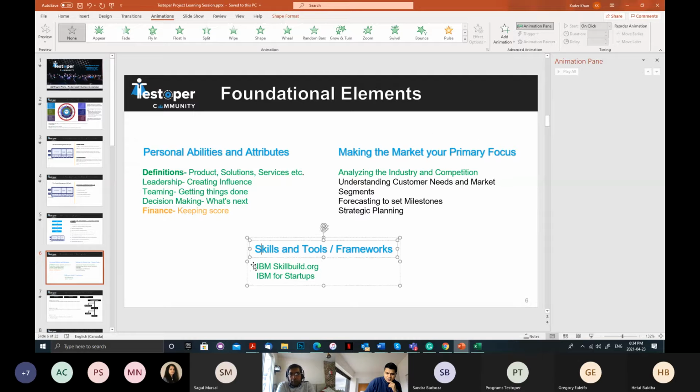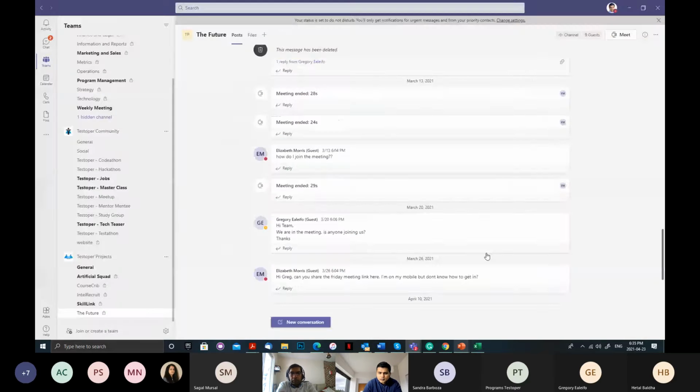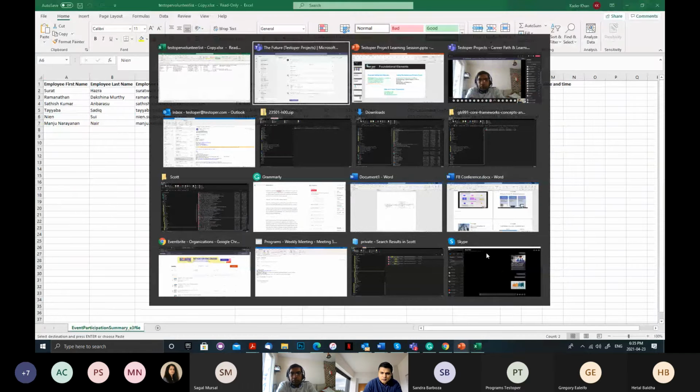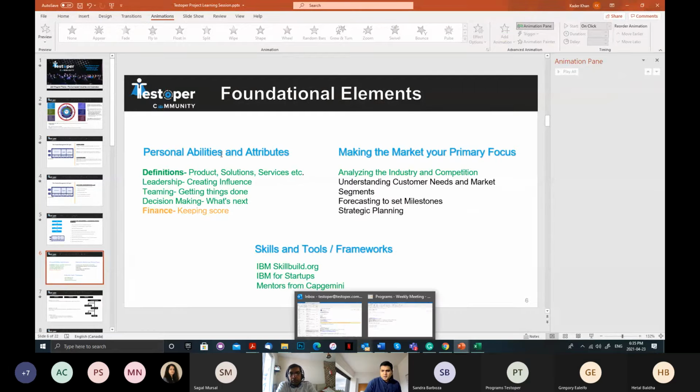Then the skills, tools and frameworks, which we have already provided to them. And then mentors, which should say here, mentors from Capgemini. We also have some external mentors like Farhan. It's a fasting period for Muslims, so he's not able to join this session, but he helps the team offline as well, right? So mentors we now have from you all, right? So this is the foundational element that we wanted to learn together.